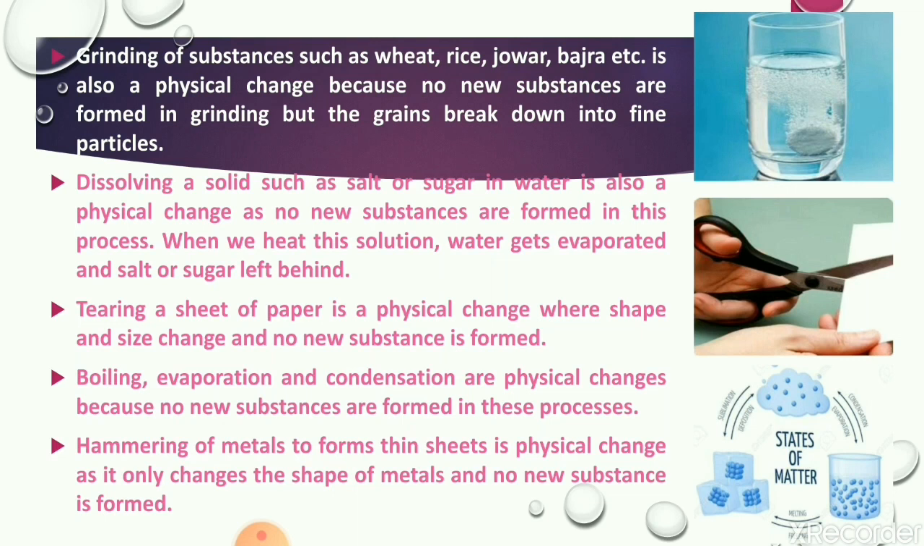Now hammering of metal to form sheets. So some metals are so malleable, means they can be beaten down into sheets. So when metals are beaten down to make very thin sheets, only the shape gets changed, means the metal will contain the same substances, only the shape gets changed. So hammering of metal is also a physical change.